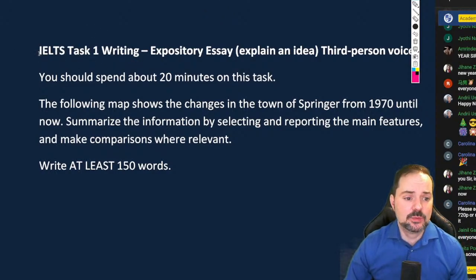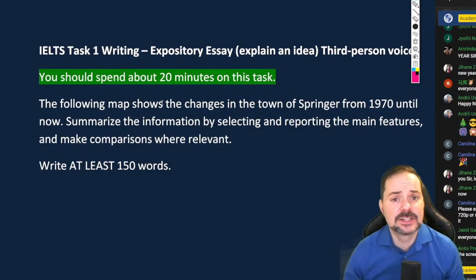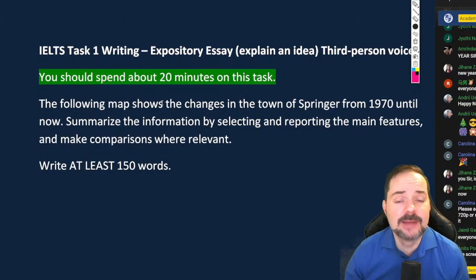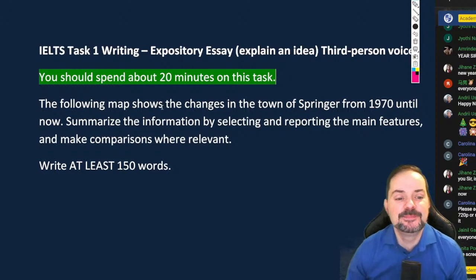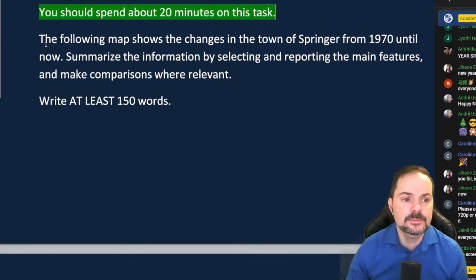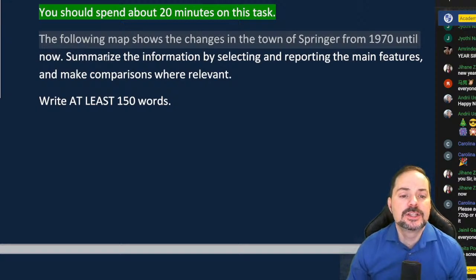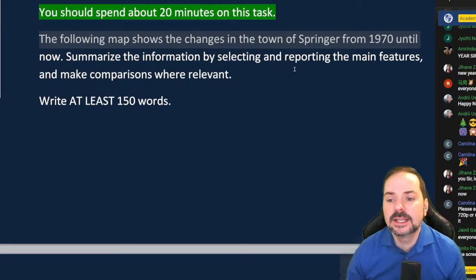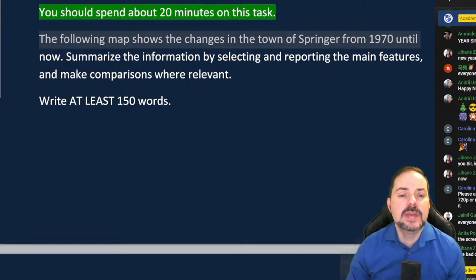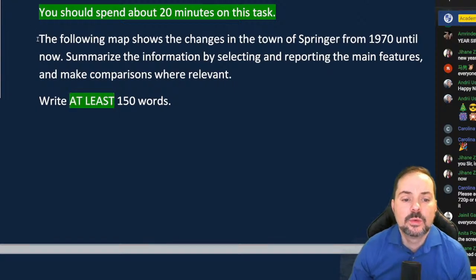So IELTS Task 1 writing. Read with me, everyone. You should spend about 20 minutes on this task. So you got 20 minutes. You better get moving. You better know what to do, right? Here we go. The following map shows the changes in the town of Springer from 1970 until now. Summarize the information by selecting and reporting the main features and make comparisons where relevant. Write at least 150 words.